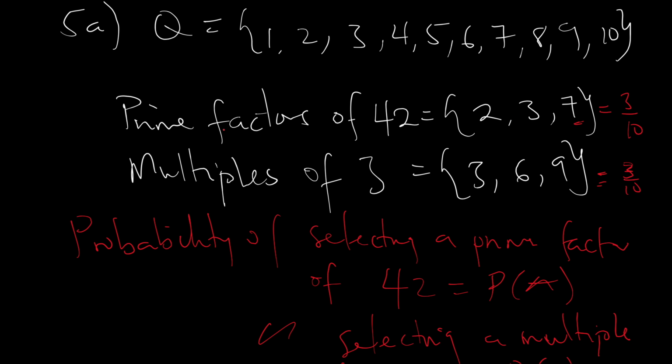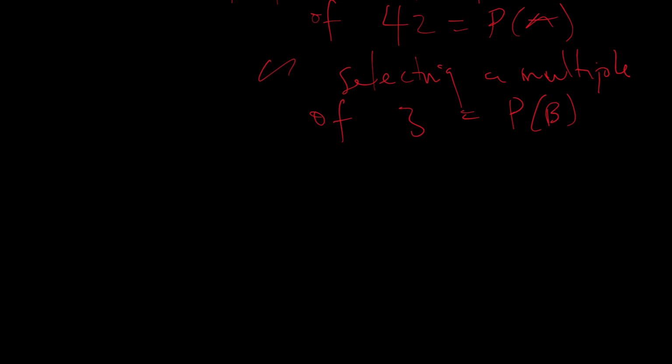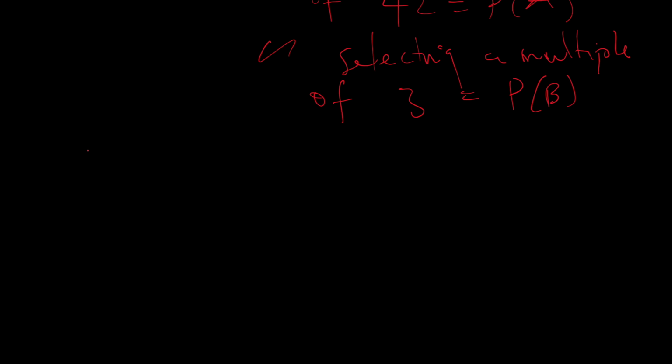Now when we look at the set of prime factors of 42 and then the set of multiples of 3, we can see that we have 3 in both sets, which means that there's a probability that we'll pick a number and it will be a prime factor of 42 and at the same time be a multiple of 3. So then we can say that we have A intersection B, which is equal to 1 over 10.